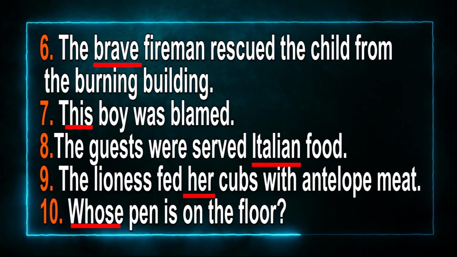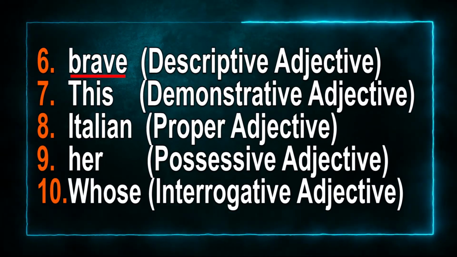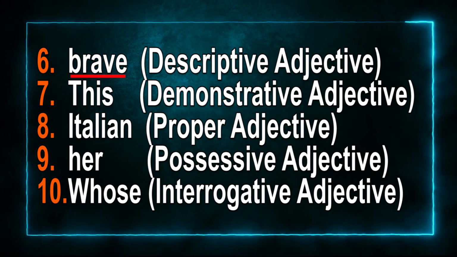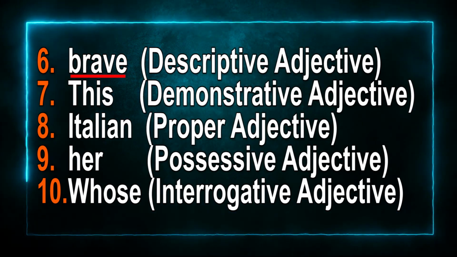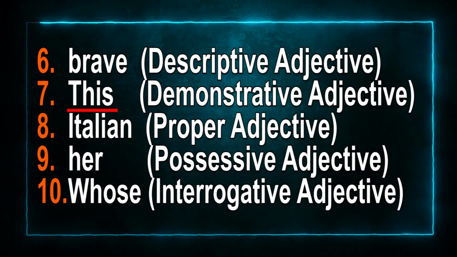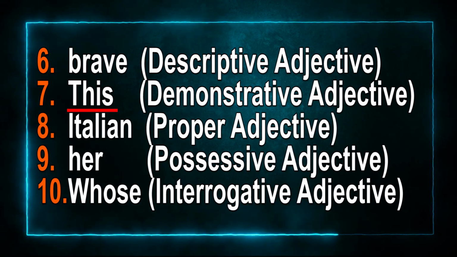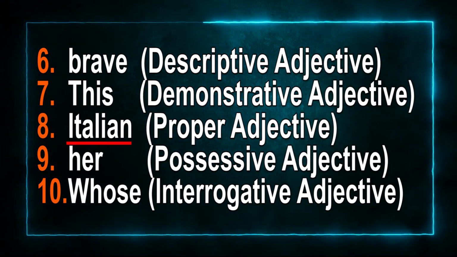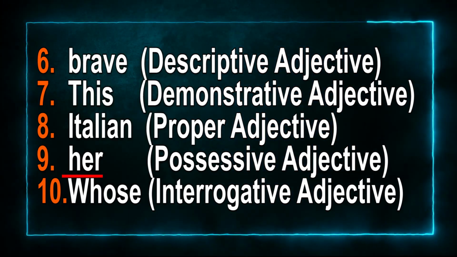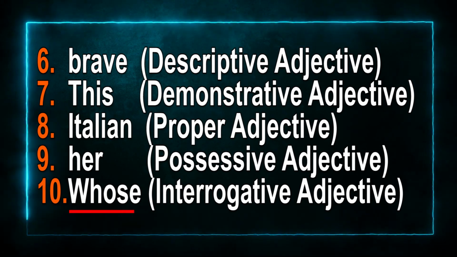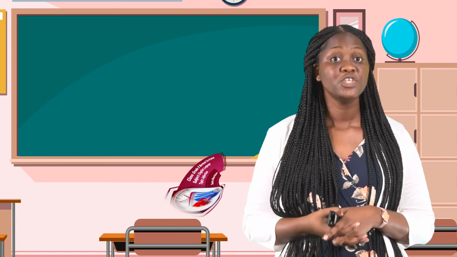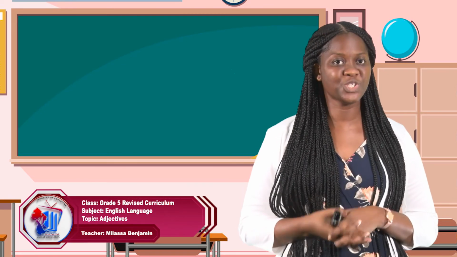So, let's check in. Brave, that is a descriptive adjective. Give yourself a big star if you have that in your exercise book. This is a demonstrative adjective. Good job. Italian is a proper adjective, while her is a possessive adjective. And finally, the word whose is an interrogative adjective. You have done an excellent job.